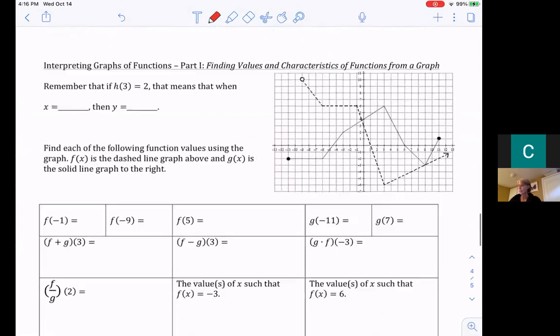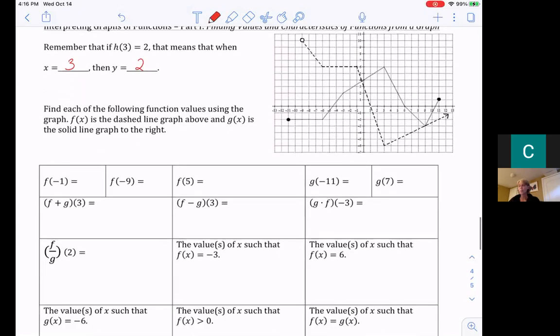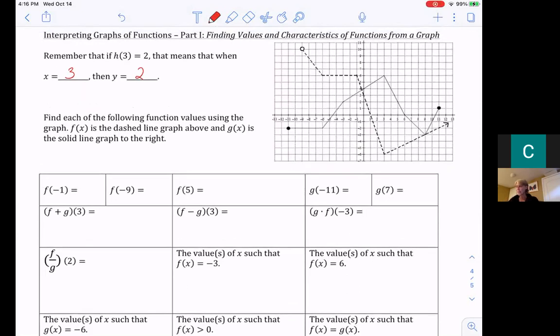And the last thing we're going to do is a little evaluating. I'm going to try to get through all these questions. Some of them are a little wacky and they don't make much sense, but we will just try. Remember that if h of 3 equals 2, then that means when x equals 3, y equals 2. So we're going to find each of the following function values. Now we're going to evaluate from our graph. F of x is the dashed line, and g of x is our solid line. So if I want to, I might make f of x a highlight.